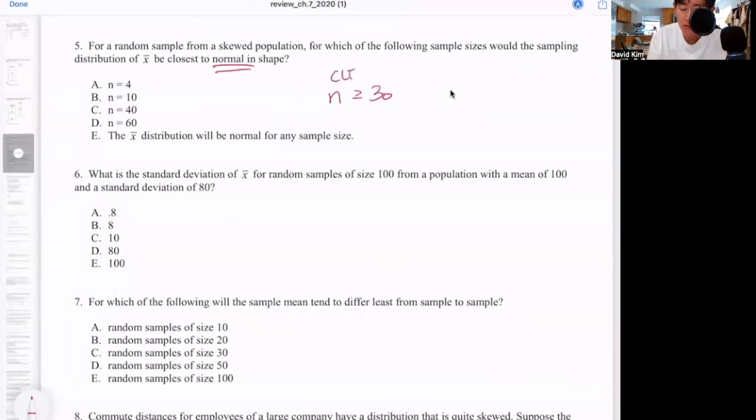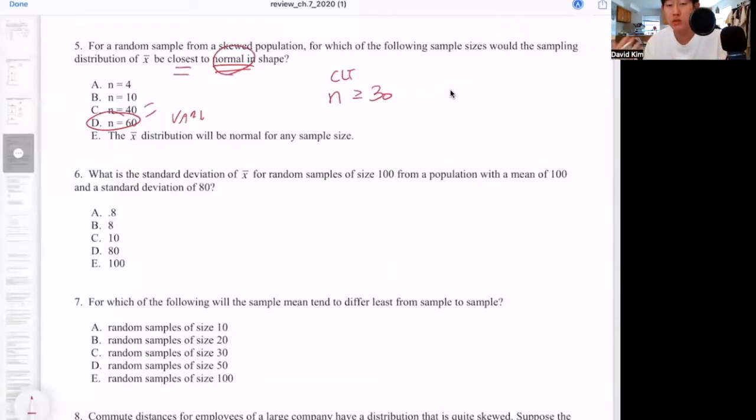So the rule is that as long as n is greater than or equal to 30, you're going to assume normality here. Now, if you have the choice between C and D, you want to go with the larger sample size, because the greater the n is, the closer it is going to be to normal shape. Yes, the variability is going to be low, but the higher the sample size, the higher the chance that it will be normal in shape.